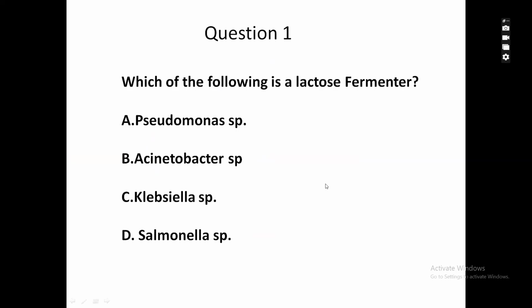So coming to the first question, we have already read: which of the following is a lactose fermenter: Pseudomonas, acinetobacter, Klebsiella, salmonella? A, B, D are the notorious. C is also notorious, but the most notorious are A, B, D. So C is the lactose fermenter, and others are the non-lactose fermenter.